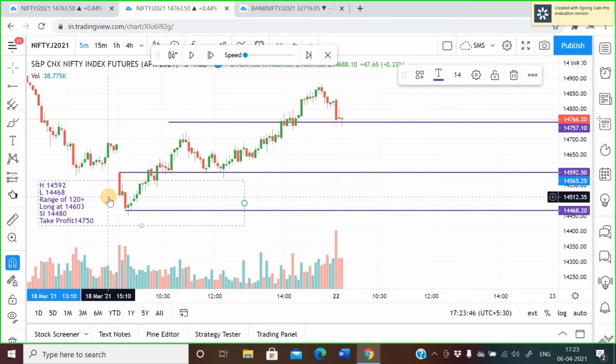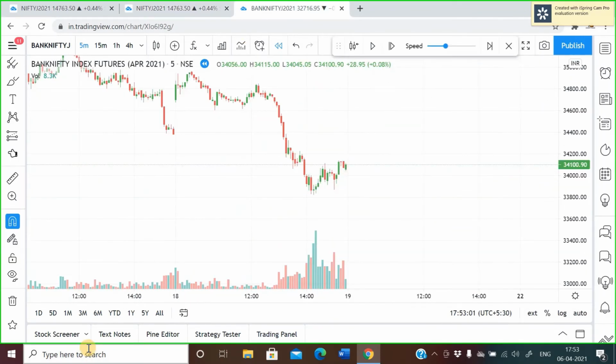So let's take one more example from Bank Nifty and see how the strategy works there. It's exactly the same. I just have one caution here. As you know, Bank Nifty is one of the riskiest instruments in trading. It requires a lot of risk and very good risk management in order to be profitable.